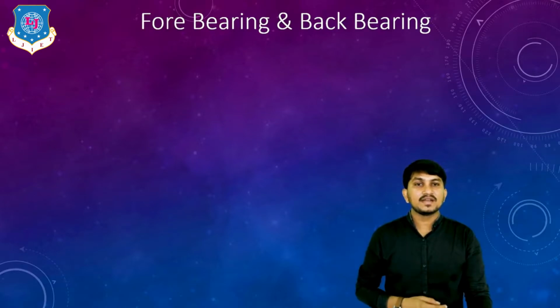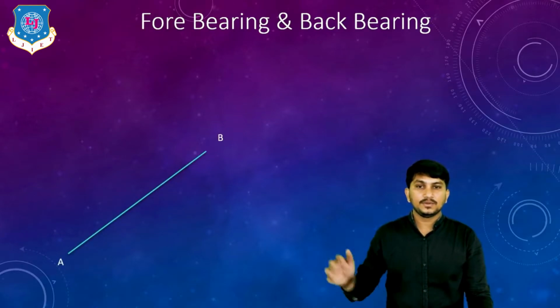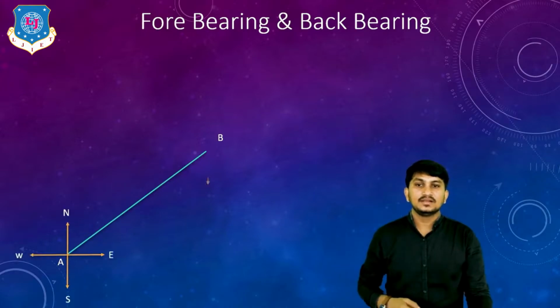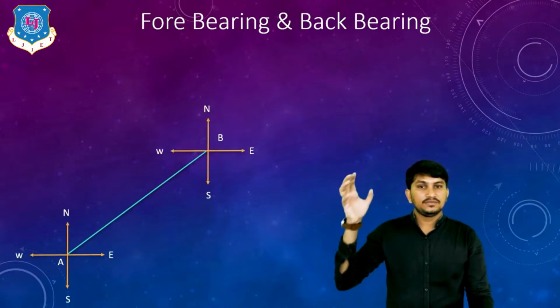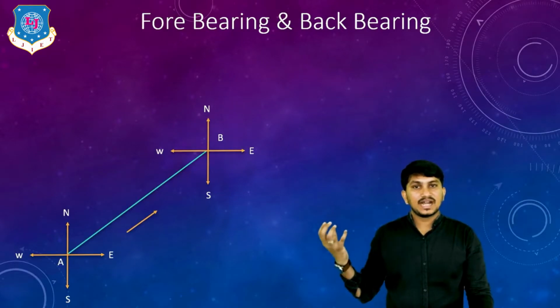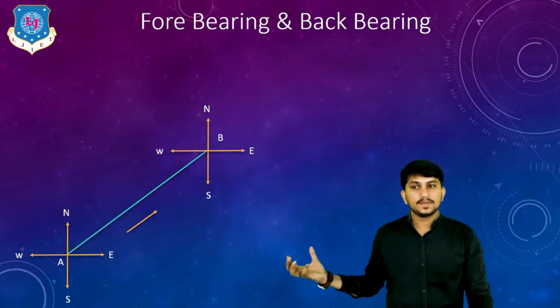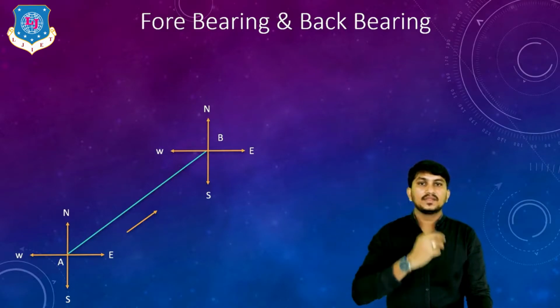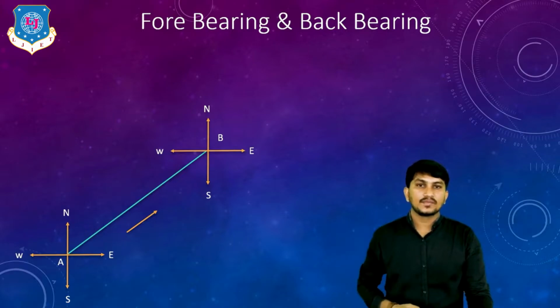So, what is fore bearing and back bearing? We will understand by figure. Suppose there is a line AB. For that, we have the compass directions: north, south, east, west. This is the direction of the survey. It means we start our surveying from station A to station B and then station C. This is the direction of the survey.